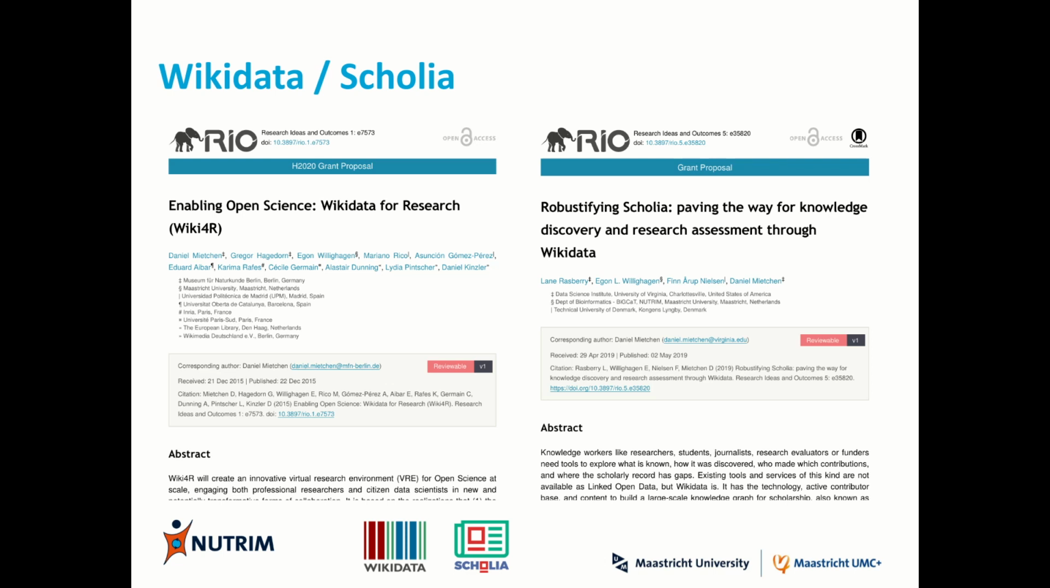Now, a last project that I want to show here is Wikidata and Scholia. And this is an upcoming resource that we have been using for the life sciences. On the left side, we see a Horizon 2020 grant proposal that we submitted, and we didn't get the grant, but we decided to publish the full grant in the journal Research Ideas and Outcomes, which has an article type for grant proposals. The grant was reviewed, of course, not by the journal, but by the European Commission, and well, technically found suitable, not funded, unfortunately.